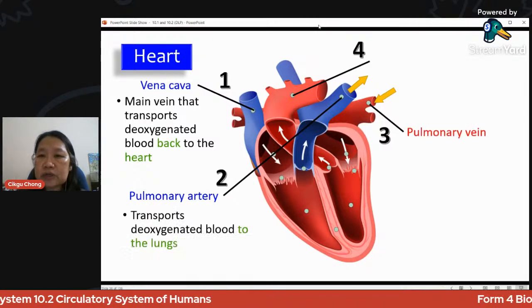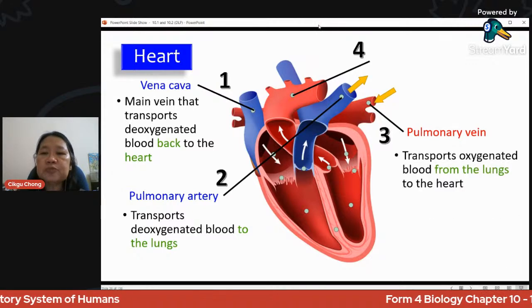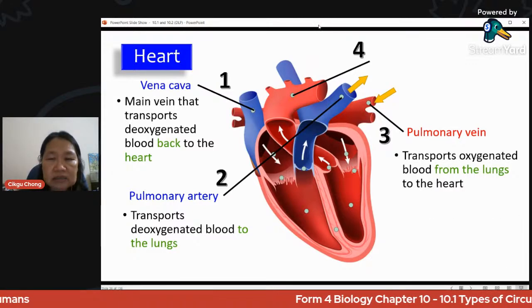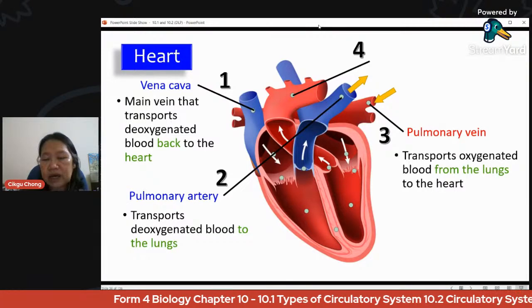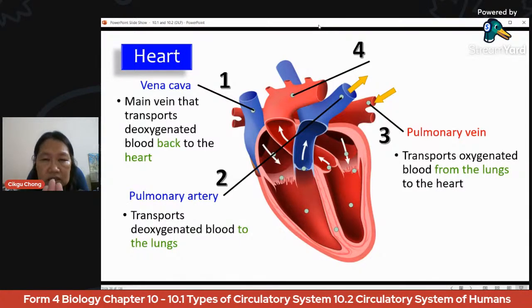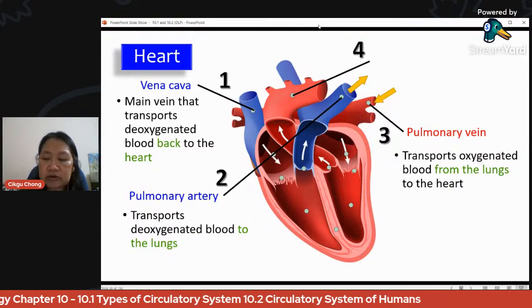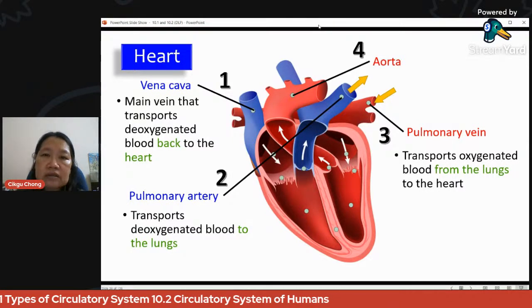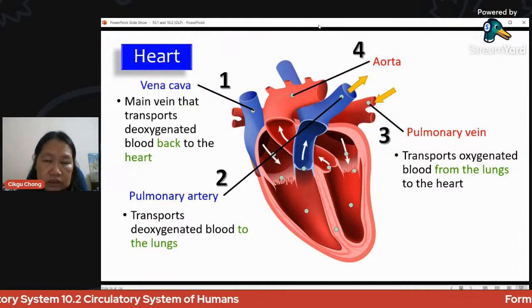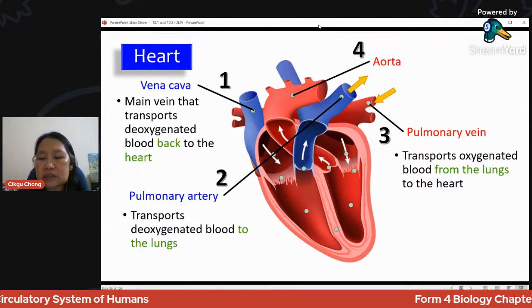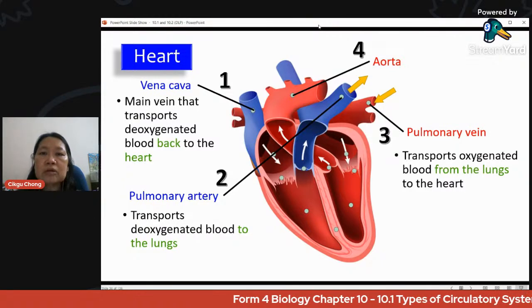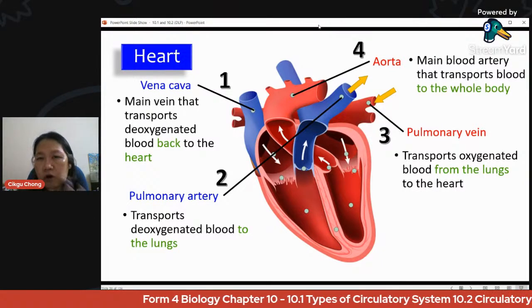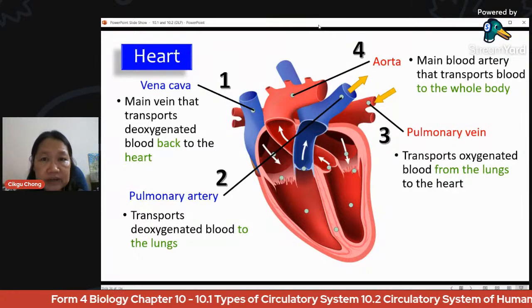Then next one, you have pulmonary vein. This transports blood from the lungs back to the heart. It comes in from behind. This is the front, the anterior view, right? That one is the posterior view. Then after that, aorta, you see the one that curves upwards and there's a U shape there. This is the aorta, carries blood to all parts of the body. Always remember the function of the blood vessels.